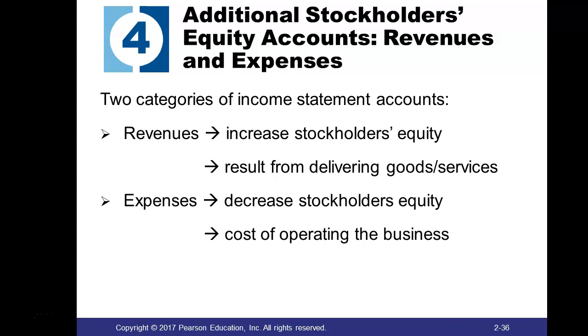Revenues are going to increase the stockholders' equity. So that means we're going to make it go up. And if it's going to go up in the equity, it's going to be credits. Expenses decrease stockholders' equity, and decreasing equity means you have to make it go down with a debit. So revenues are credits and have normal credit balances, and they are increases in equity. Expenses are debits, they decrease equity, and they make the equity go down.